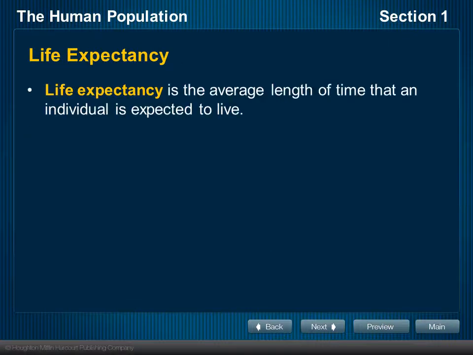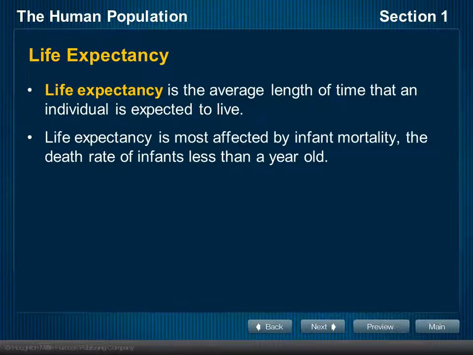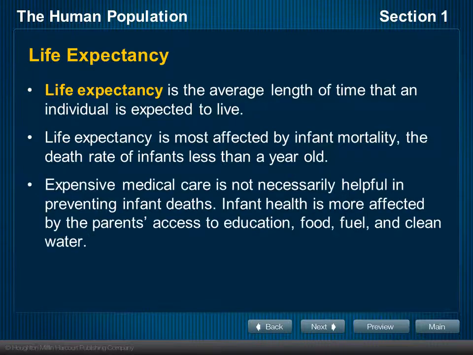We also talk about life expectancy, which is the average length of time that an individual is expected to live. And life expectancy is actually most affected by infant mortality, which is the death rate of infants less than a year old. So if you can reduce the death rate of infants less than a year old, you increase the life expectancy, and this is going to have a huge impact on your population trends in that culture.